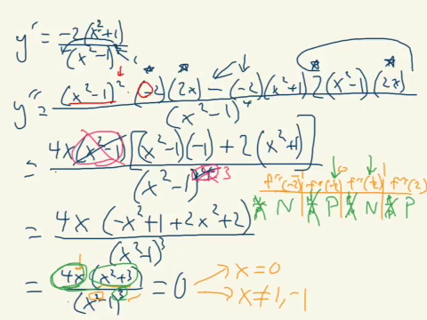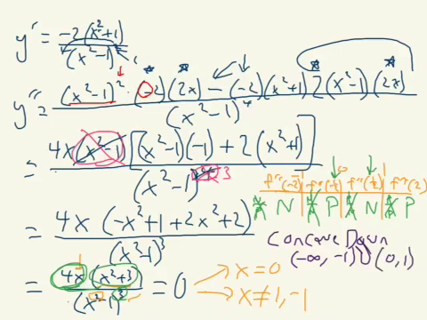So let's change colors yet again, just because we can. This is going to be concave down from negative infinity to -1, and then it stops. Then from 0 to 1, it's going to be concave down again. Concave up is going to occur from -1 to 0, in union with 1 to infinity.